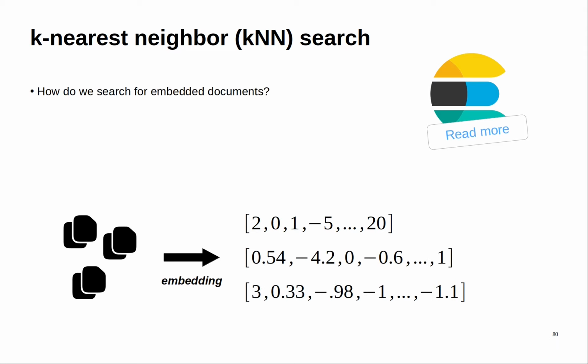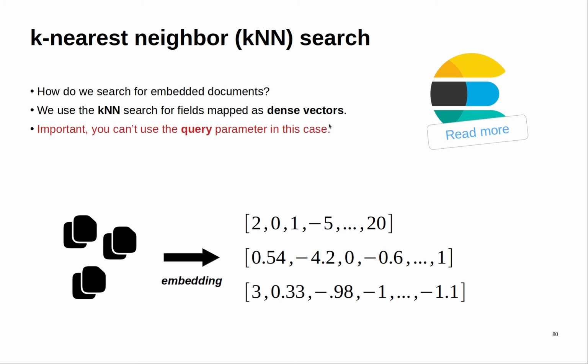But how do we search within these embedded documents? The solution is kNN search, which is specifically designed for fields mapped as dense vectors. It's important to remember that you cannot use the query parameter for this type of search.